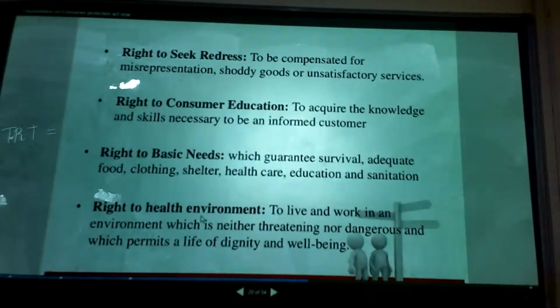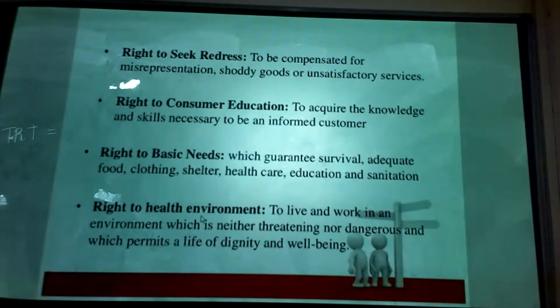So here also, if there is any danger or threat to the consumer, it should be avoided by the manufacturer. The consumer law majorly protects the consumers. So that is another one.